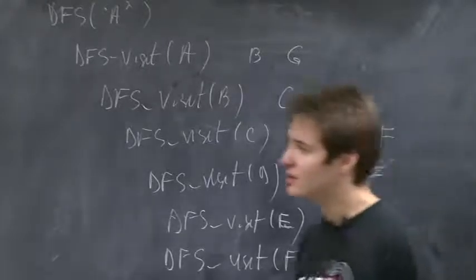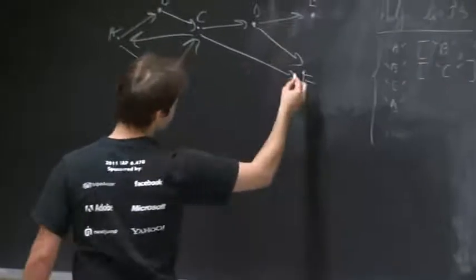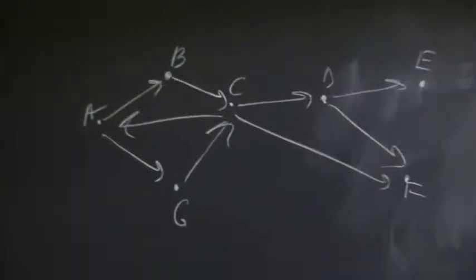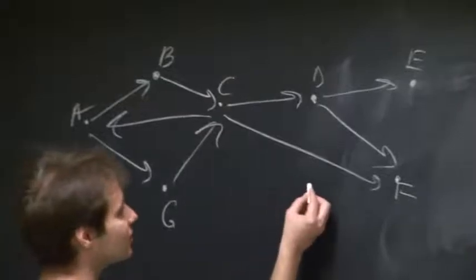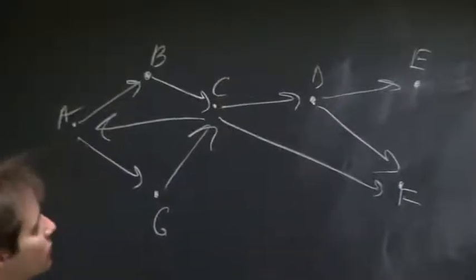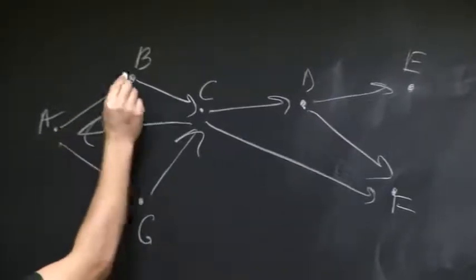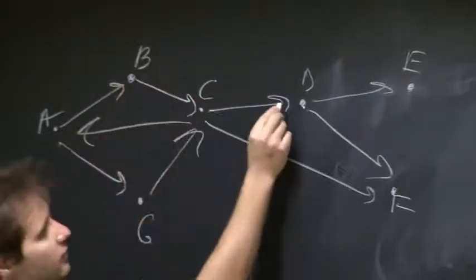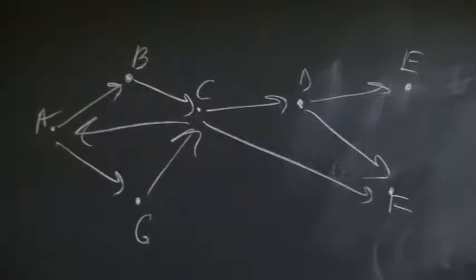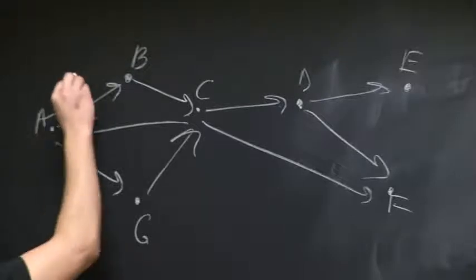Okay. So what kind of edge is C to F? Forward. Okay. So forward, maybe 3. Let's start with the easy ones. So we know we've gone forward with A, B, B, C, C, D, D, E, and D, F. What kind of edges are these ones? Tree edges.